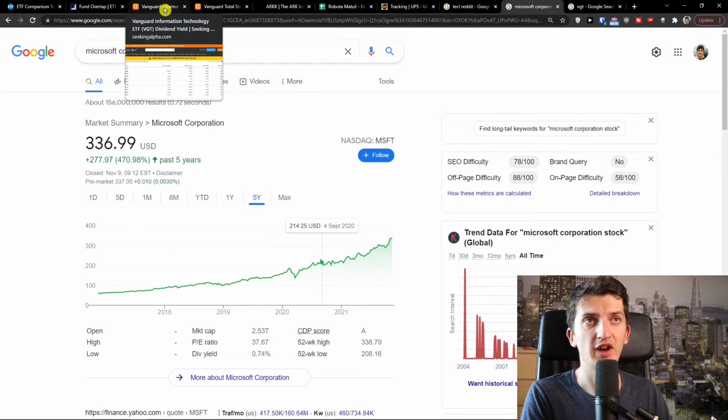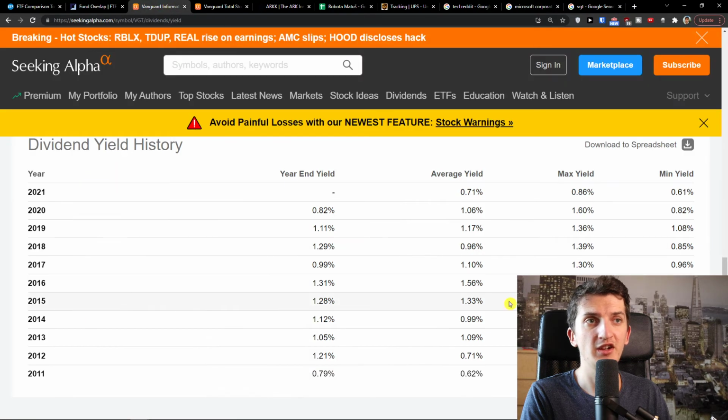Now, of course, I want to show you another thing, and that's dividend yield. So this is the VGT dividend yield. And when we compare it to VTI, it also has a much higher dividend yield. So this is another topic to talk about. The dividend yield history is much higher compared to VGT.